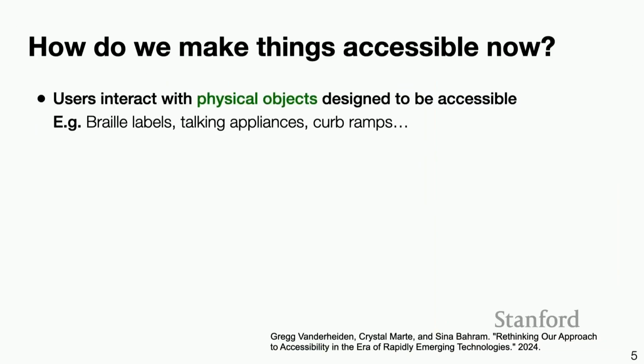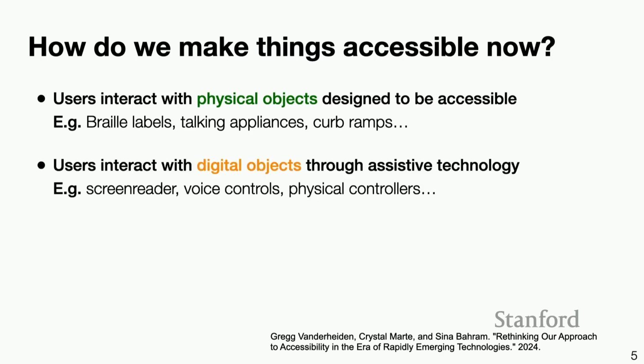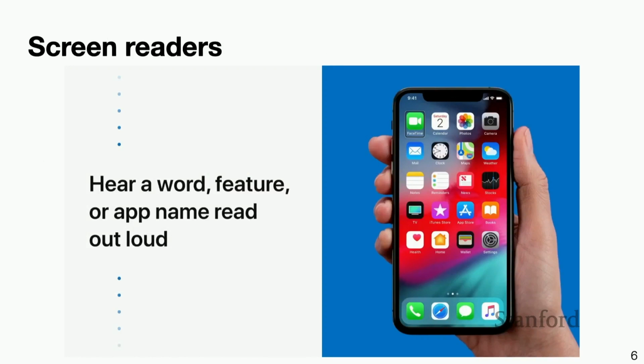So how do we make things accessible today? Physical objects can be designed to be accessible for certain people. And on the other hand, digital information can be accessed through assistive technologies. So we have screen readers, voice controls, physical controllers, and many other types of assistive technologies. Let me give you an example of assistive technology. Here is a screen reader, which is a commonly used assistive technology for blind people. So let me play a clip.